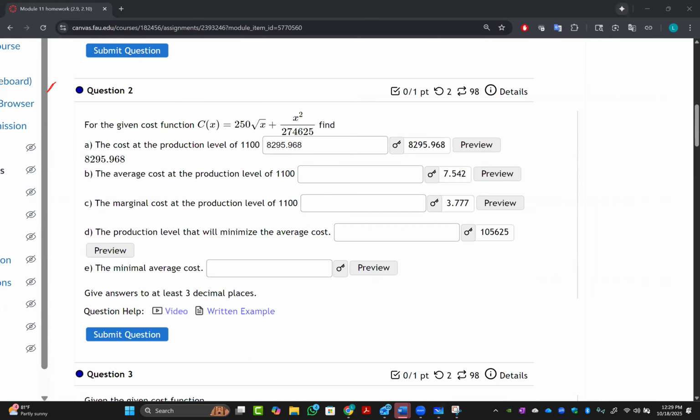Then we know that the average cost is equal to C of X divided by X, right? Yep. So the minimal average cost is when X equals 105,625, which we have to plug in here, divide it by this, and we'll get this number.